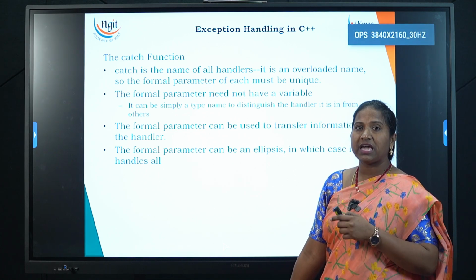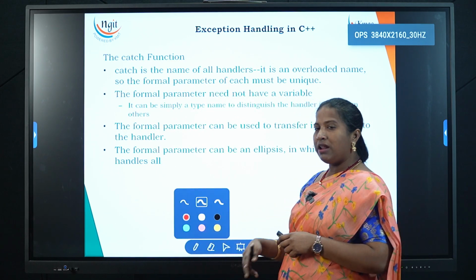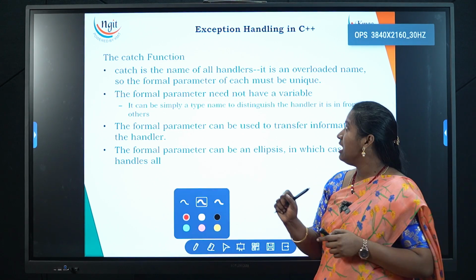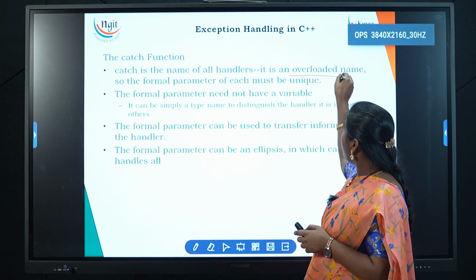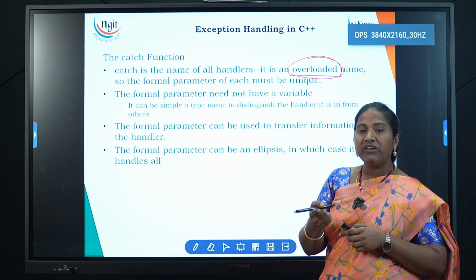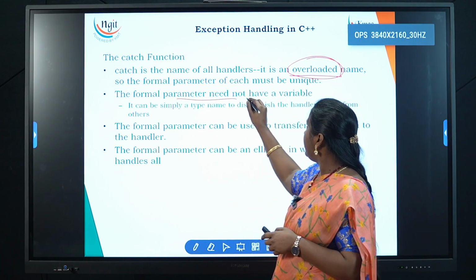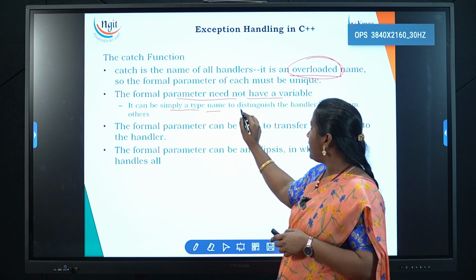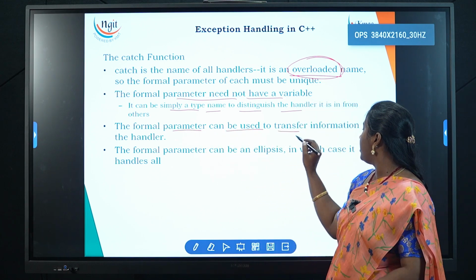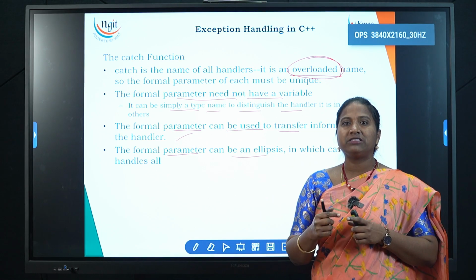Now let's understand the catch function. Catch is the name of all handlers. When all handlers have the same catch name, there will definitely be a problem of overloading. To solve the problem of overloading, we take a unique formal parameter for each catch function or block. The formal parameter need not have a variable. It can be simply a type name to distinguish the handler. The formal parameter can be used to transfer information to the handler. The formal parameter can be an ellipsis, in which case it handles all exceptions.